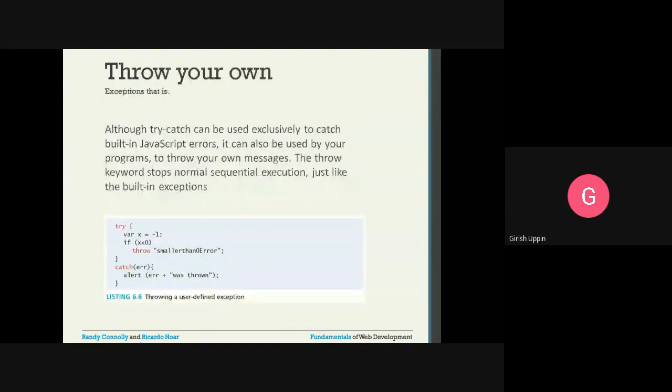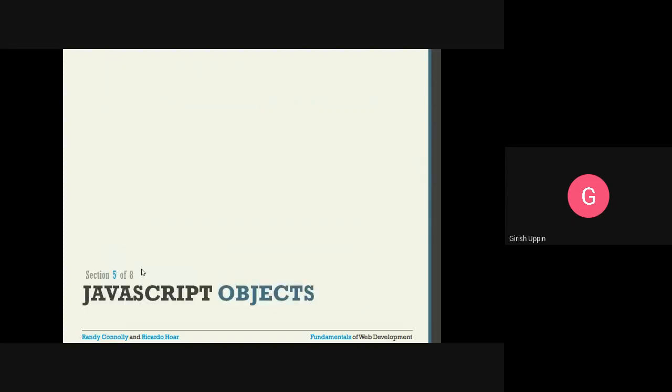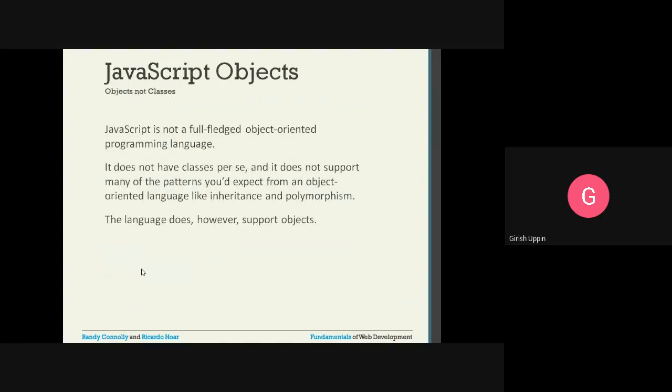So what happens is, let us say you are throwing the error, and there is more code after this. Whenever the error is thrown, the execution stops here. It will not execute the rest of the code. From here, the control goes directly to the catch block. JavaScript objects, we will see in the next class.